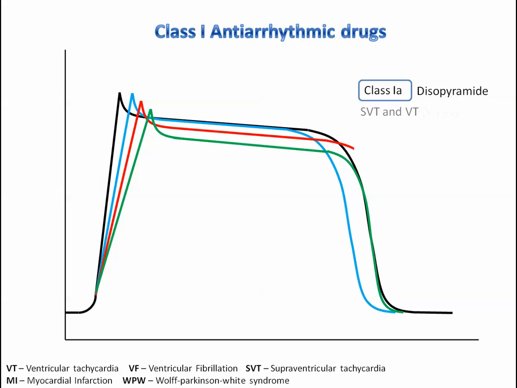And finally we have the class 1A drugs. These have a moderate degree of sodium channel blockade, so they sit roughly halfway between class 1B and 1C, and they actually extend the duration of the action potential ever so slightly. An example of a drug in this class is disopyramide, and they are quite generally used for the treatment of supraventricular tachycardias and ventricular tachycardias.